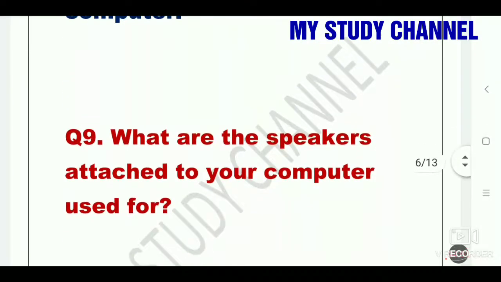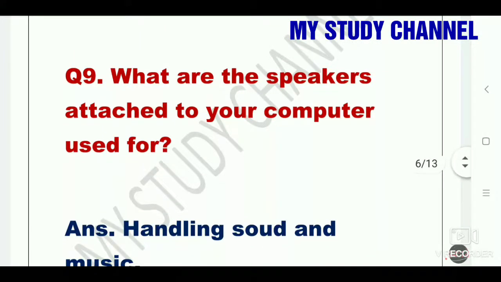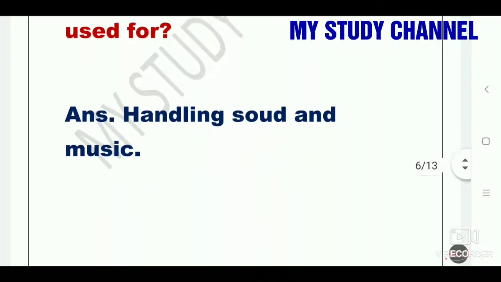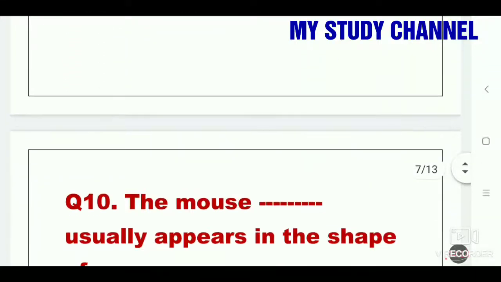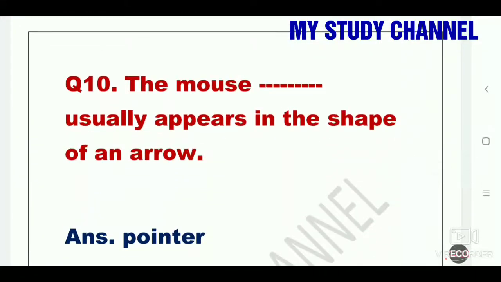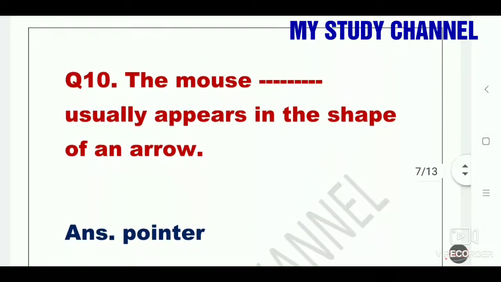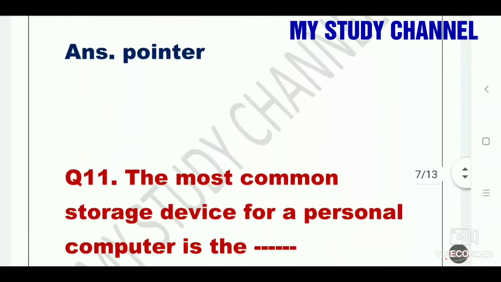Question number 9 is what are the speakers attached to your computer used for? I repeat the question. This is also a repeated question. So the answer is handling sound and music. Question number 10 is the mouse dash usually appears in the shape of an arrow. So the answer is pointer. The mouse pointer usually appears in the shape of an arrow.